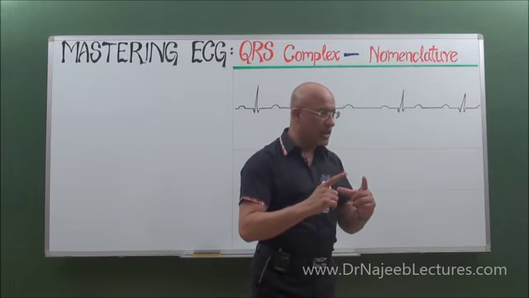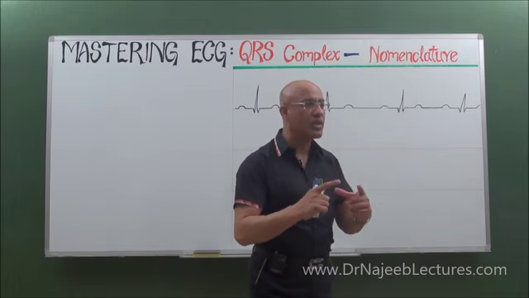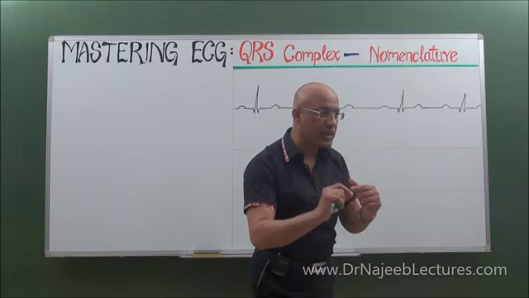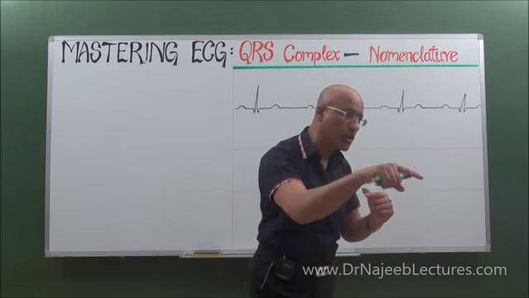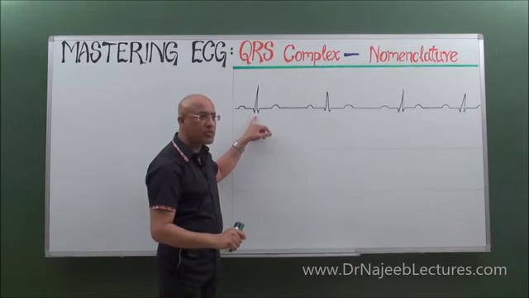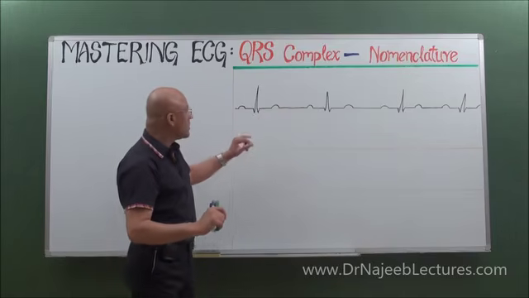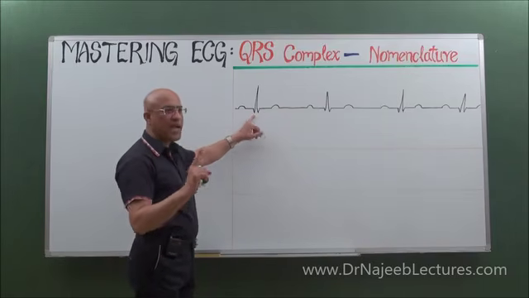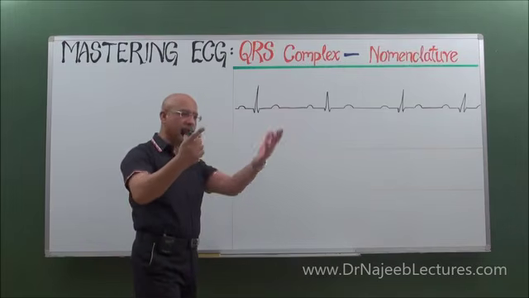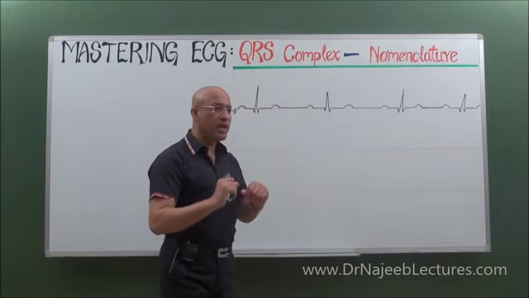When ventricles are undergoing the process of depolarization, certain electrical forces are generated. Those electrical forces, when they are graphically recorded by the ECG recorder machine on paper or on the monitor screen, the complex which results is called the QRS complex. Now, the QRS complex may have one wave, or two waves, or three waves, or sometimes more than three waves. Right?